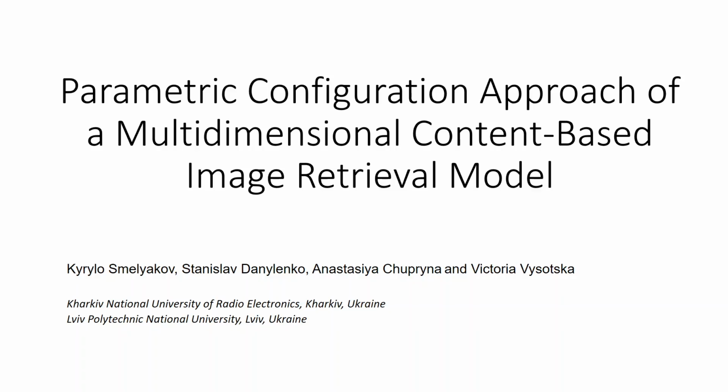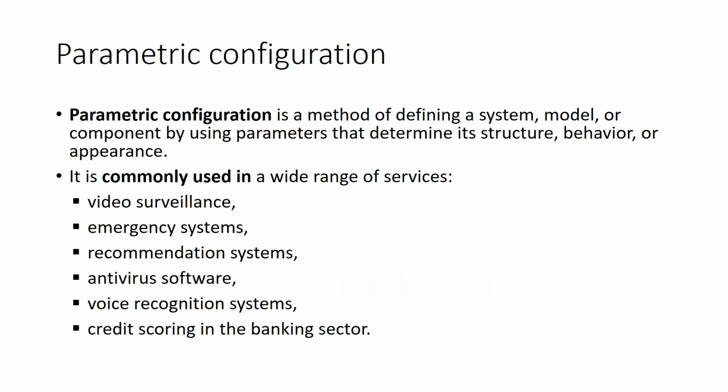Hello, my name is Stanislav Danylenko and I want to present to you a parametric configuration approach of a multidimensional content-based image retrieval model, done by me, Kyrylo Smelyakov, Anastasiya Chupryna from Kharkiv National University of Radio Electronics and Victoria Vysotska from Lviv Polytechnic National University. The parametric configuration is a method of defining a system, model or component by using parameters that determine its structure, behavior or appearance.